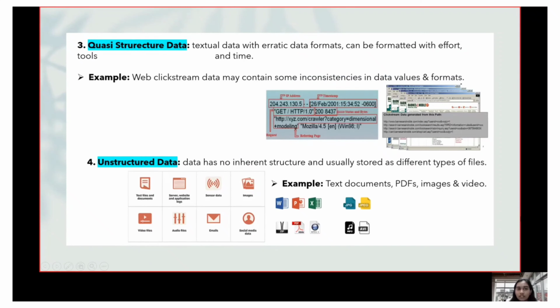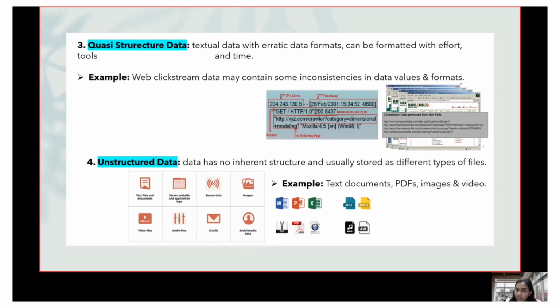Third is quasi-structured data. It is textual data with an erratic data format that can be formatted with effort, tools, and time. For example, web click stream data may consist of inconsistent data volume and format. So when we go to the browser, we type an address, so HTTP, that is the main quasi-structured data.